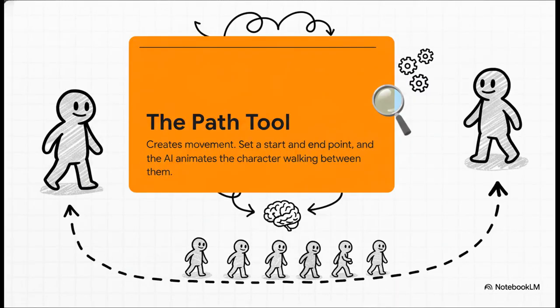So you're probably wondering, how do you make a character actually walk across the screen instead of just walking in place? That's where the path tool comes in. And it's brilliant. You just put your character where you want them to start, then put a sort of ghost image of them where you want them to end up. The AI does the rest. It automatically animates them walking perfectly from A to B.